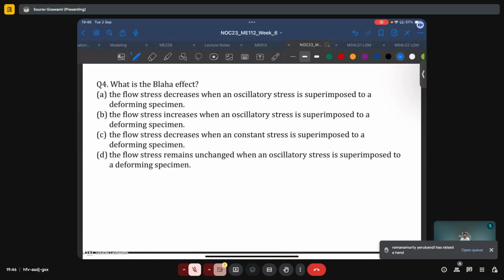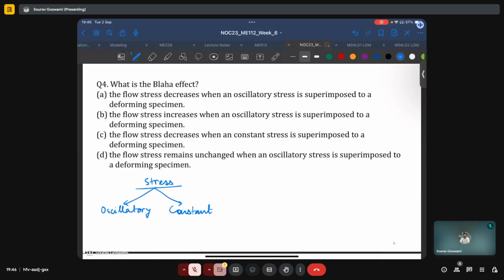Two things are being talked about in each question. First is the stress, the type of stress, whether it's oscillatory or whether it is constant. Second is what happens to the flow stress, or the effect of this stress.